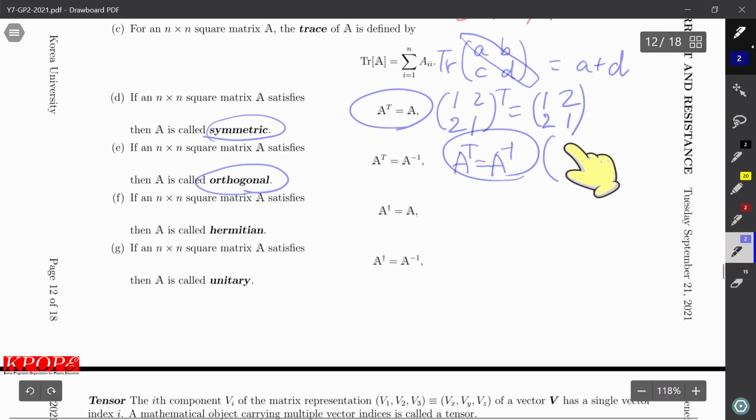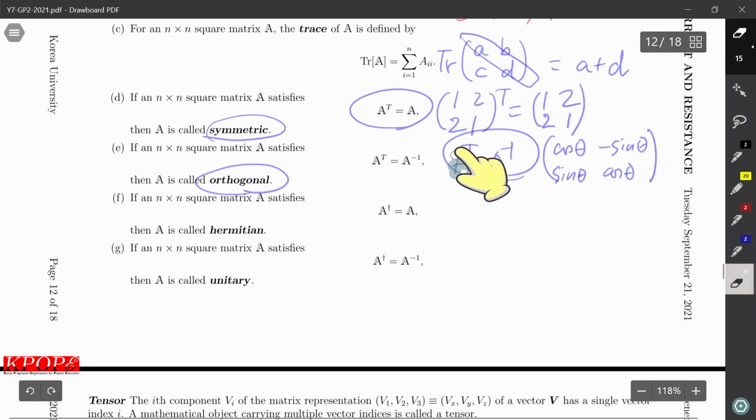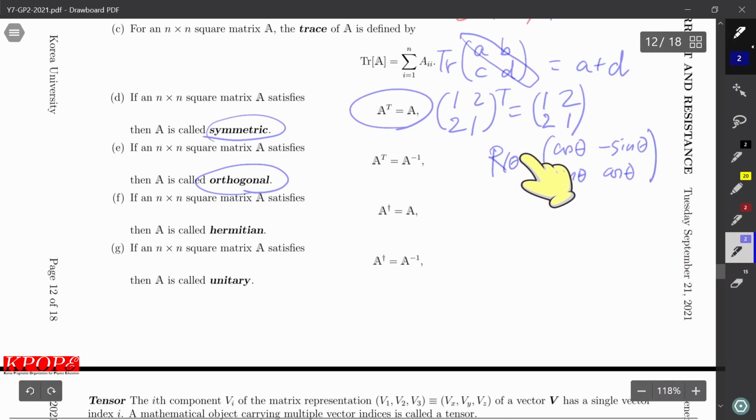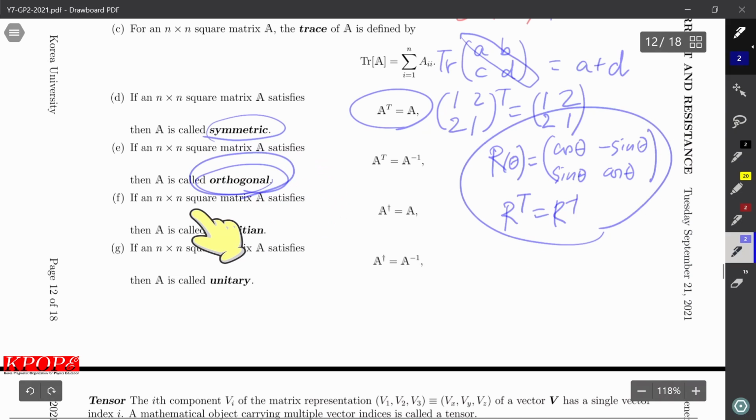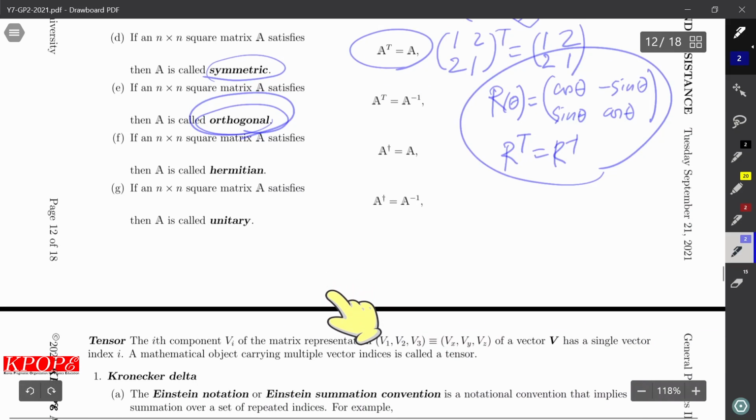A special orthogonal matrix is cosine theta, sine theta, minus sine theta. This is the rotation matrix on the two-dimensional plane, and actually our transpose is our inverse. This is a special case, and this is an orthogonal matrix.